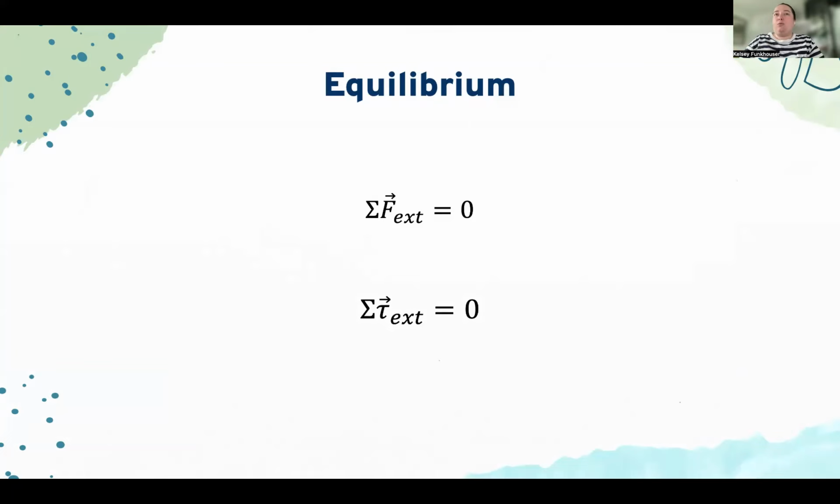So before, when we were dealing with equilibrium, it was just that the net external force was 0. And that was that there was no acceleration happening. But when we have the potential for rotation, in order for a system to actually be in equilibrium, it needs to have no net external forces and no net external torques, which also means no angular acceleration.